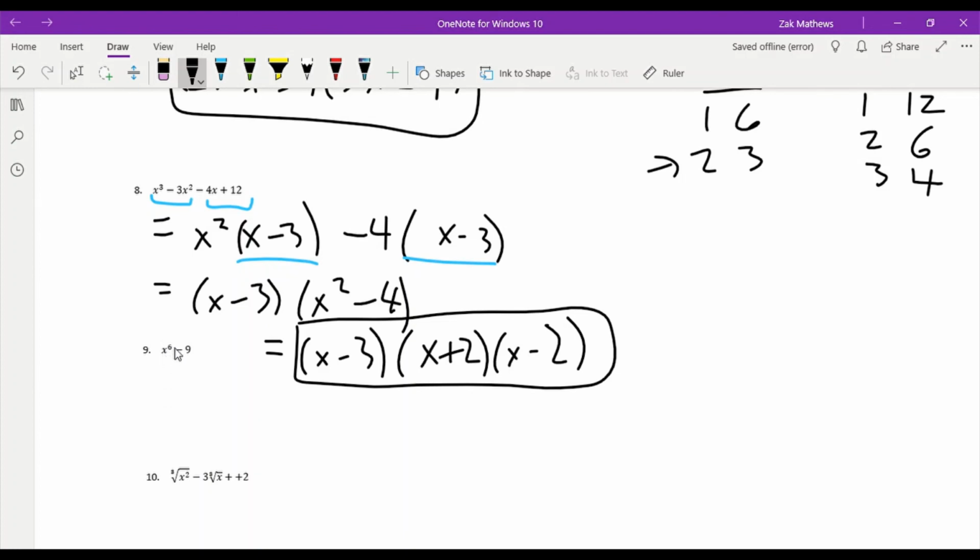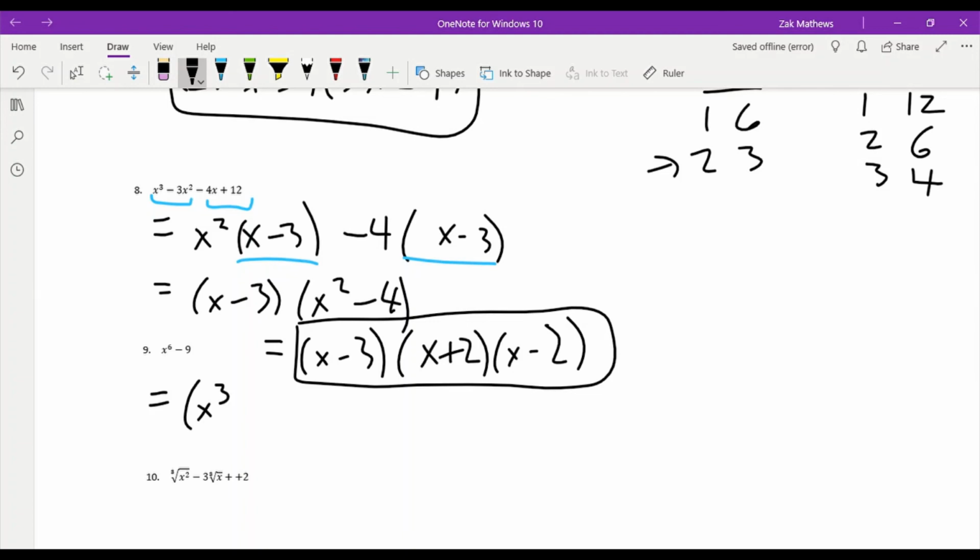X to the 6th is both a perfect square and a perfect cube. X squared to the 3rd power is a perfect square, and then x to the 3rd to the 2nd power is a perfect cube as well. So that doesn't give me a whole lot of guidance, but 9 is only a perfect square, not a perfect cube. And so if I want to factor this, I'm going to use my difference of squares.